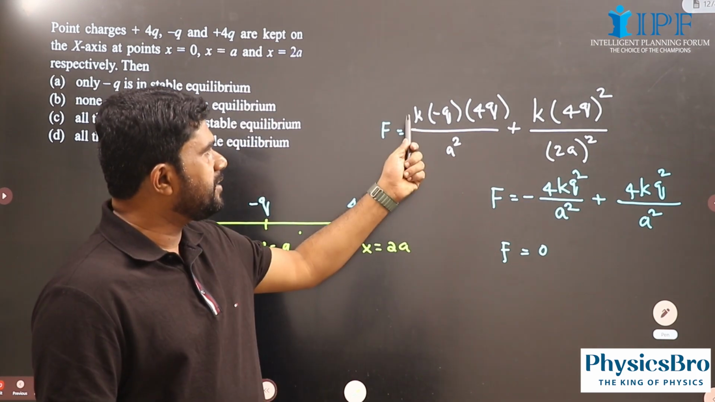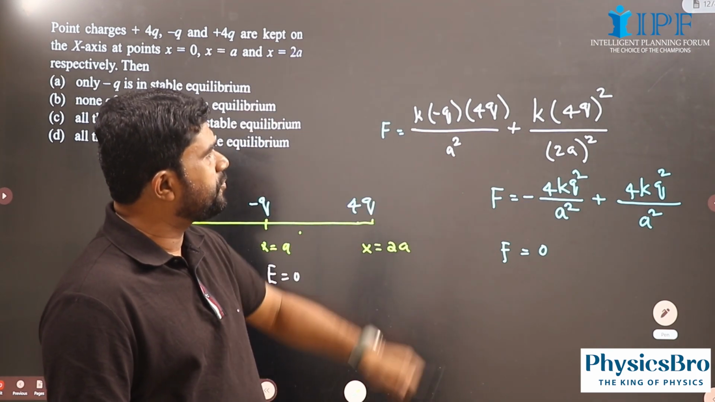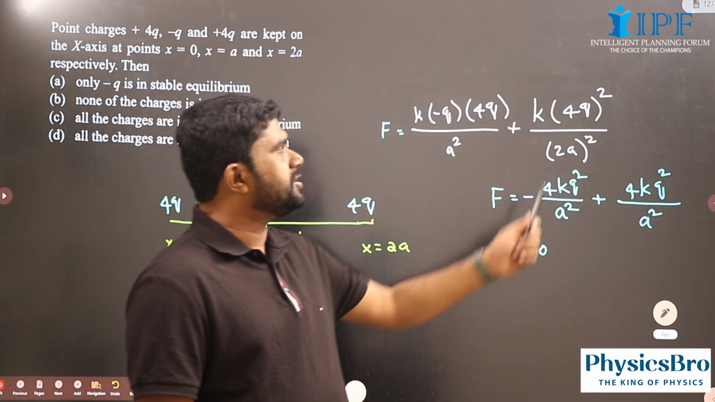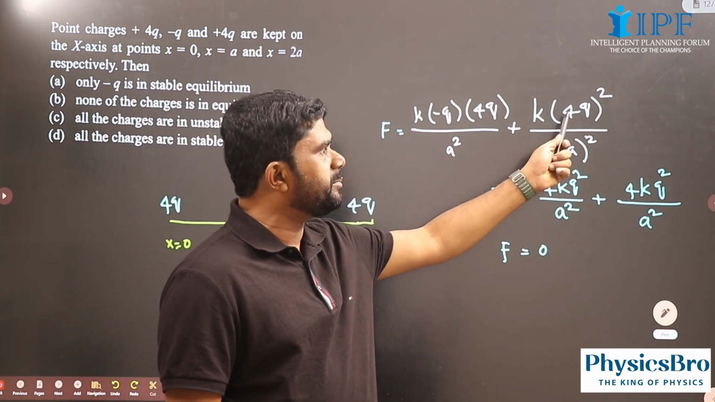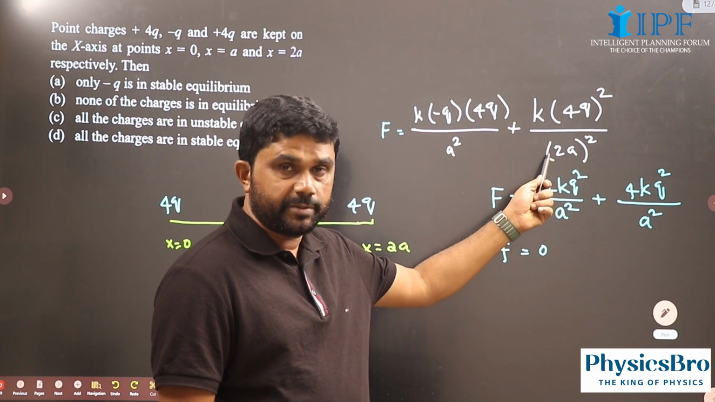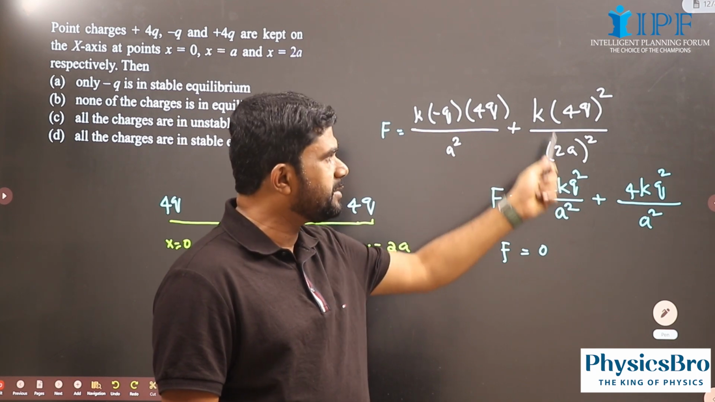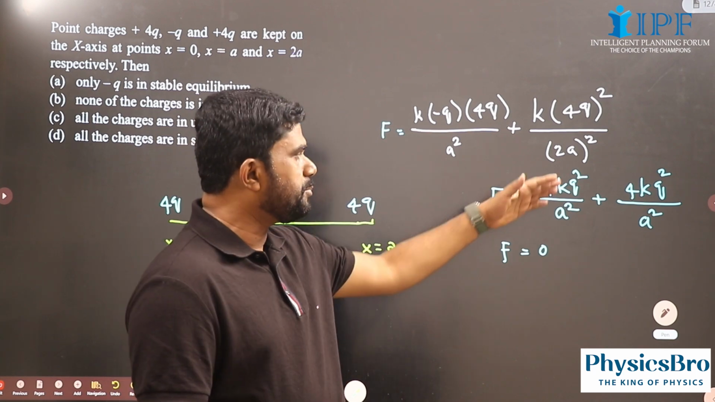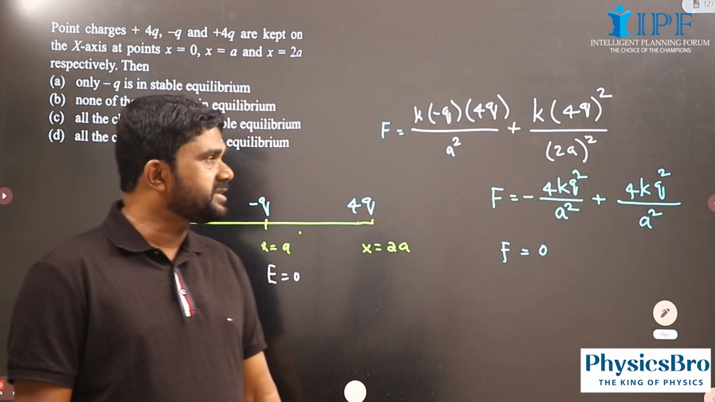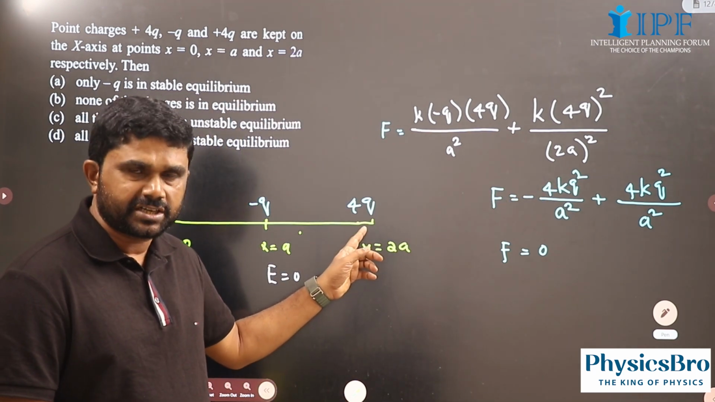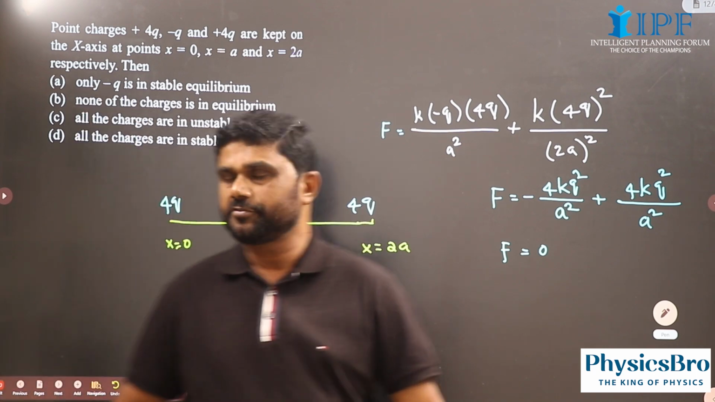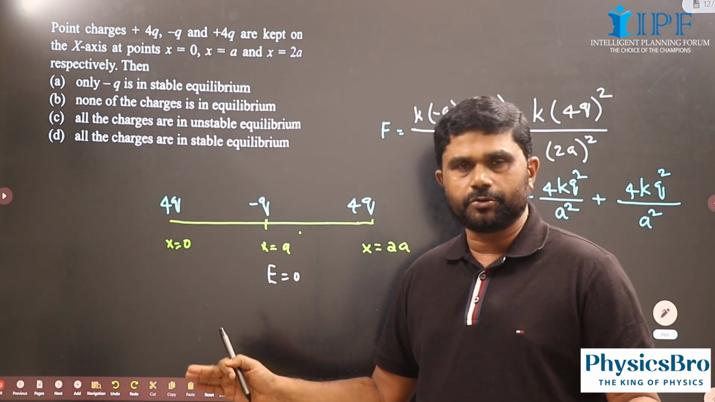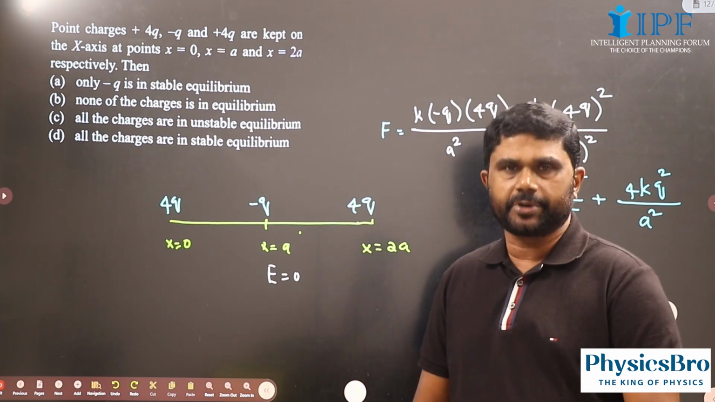Okay, and here we will get minus 4kq square divided by a square, and here in the numerator there will be 4 square, that means 16, and in the denominator there will be 2 square, that is 4. So 16 by 4 will be 4kq square divided by a square. Okay, the sum of these two equal to 0 means the resultant force on this charge is 0. So the resultant force on this also will be 0. The force on this is already 0. So the whole system is in equilibrium.